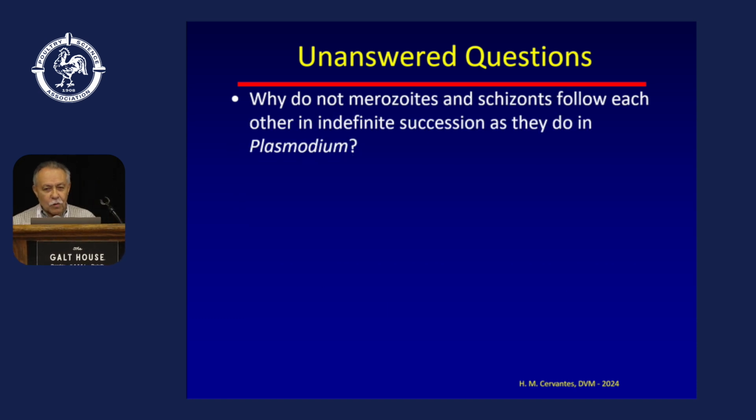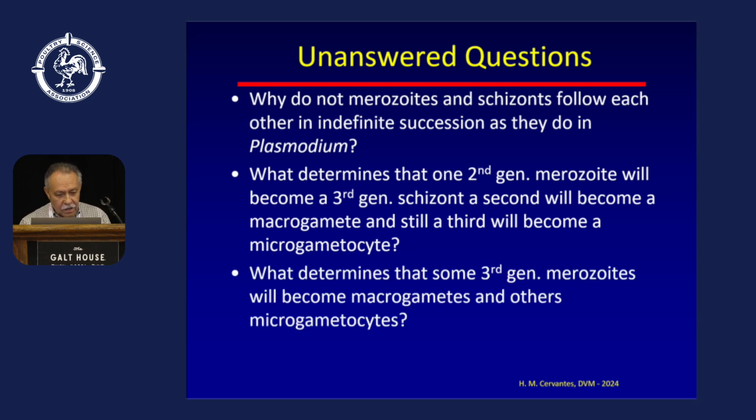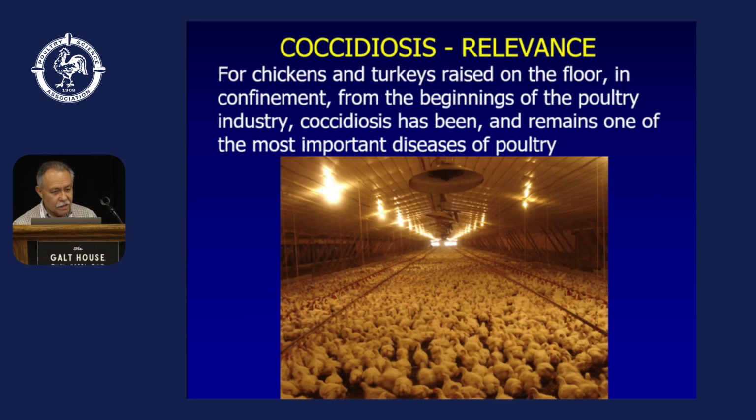Why do not merozoites and schizonts follow each other in indefinite succession as they do in Plasmodium? What determines that one second-generation merozoite will become a third-generation schizont, a second will become a macrogamete, and still a third will become a microgametocyte? What determines that some third-generation merozoites will become macrogametes and others microgametocytes? So as you can see, we still know very little about the disease.